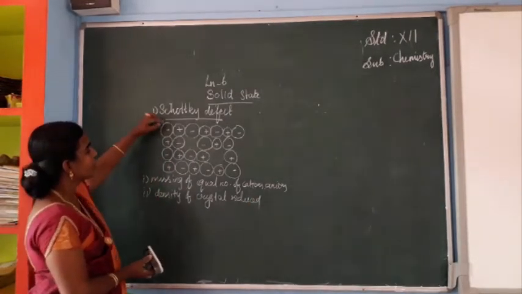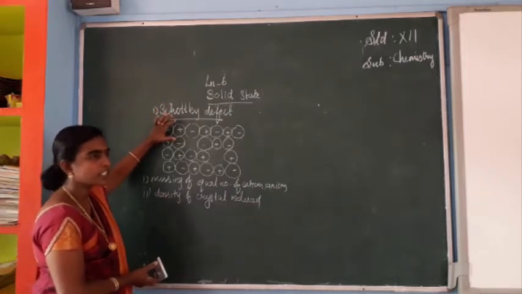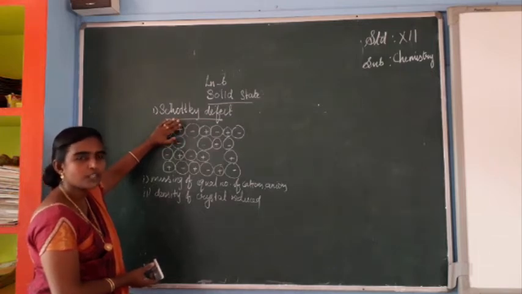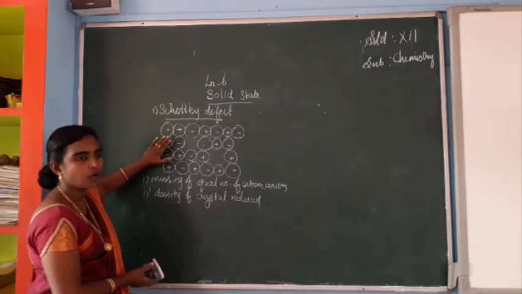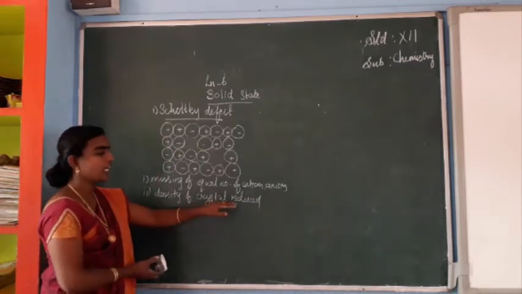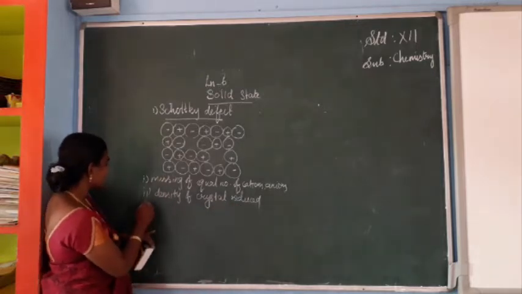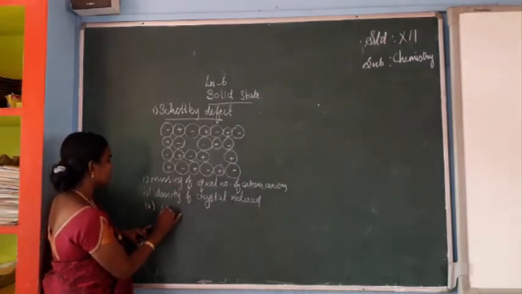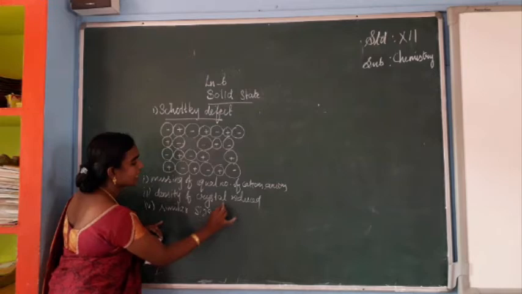Next, when an equal number of positive and negative ions is missed, the crystal remains neutral. So the neutrality of the crystal will not be disturbed, because the number of positive ions and negative ions left is equal. Okay. So next, density of crystal will be reduced, but electrically it is neutral. Next is size of cations and anions. It's almost similar. It does not differ in size. Similar size of cations and anions.